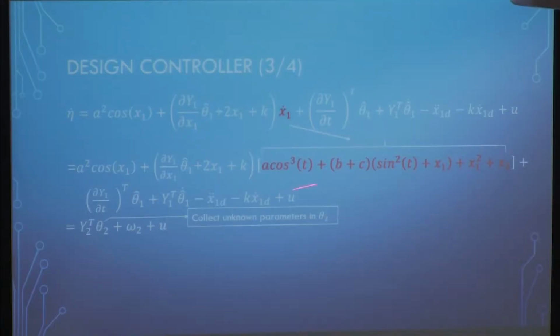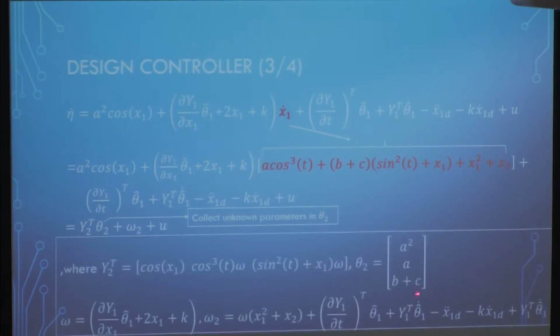So you put the unknown terms a, b plus c, and a squared into theta 2, which is a new theta. Previously, in the previous slide, we just had theta 1. Now we have theta 2. So theta 2 is this. You put all the unknown variables into it, and this is the regression matrix. And omega is a known function. We also introduce omega 2, which is a function of omega and some other known functions, plus some terms. All of these are known functions. This is measurable.